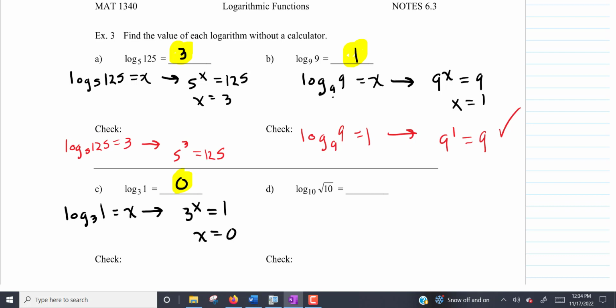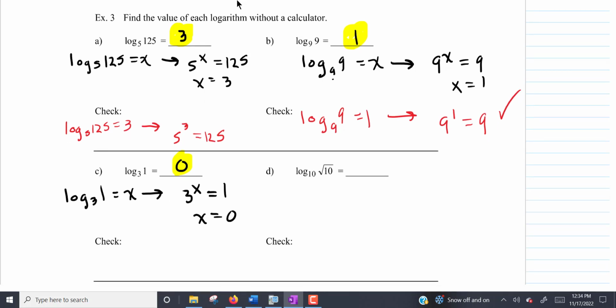These things will get a little harder as we go through these. All right, check your answer. Again, you can check it in your head, but what I would like you to write down is, okay, we got the answer 0. The reason it's 0 is because 3 to the 0 is 1. We know that, okay? Are we good so far?